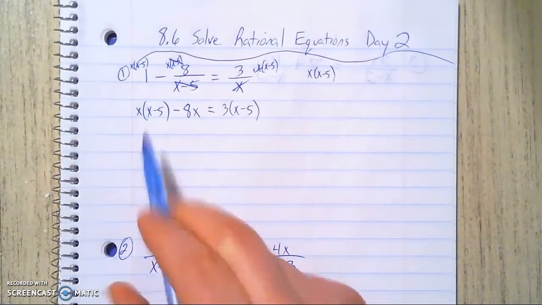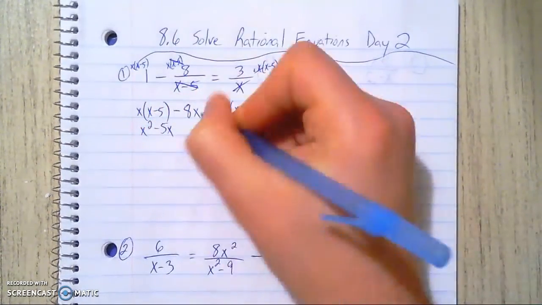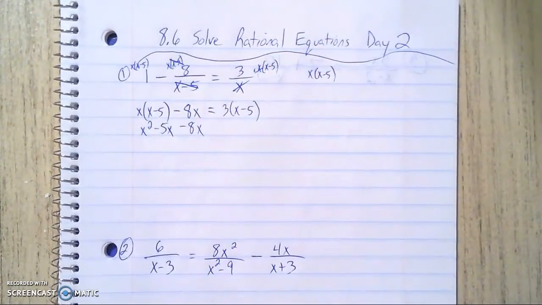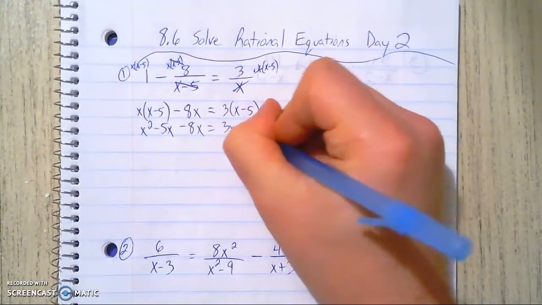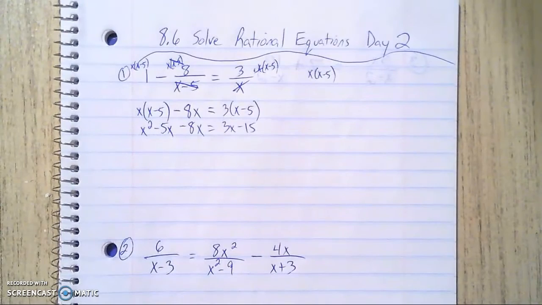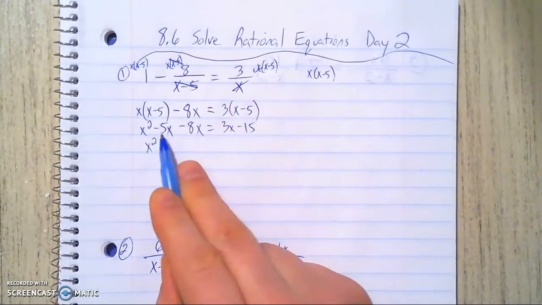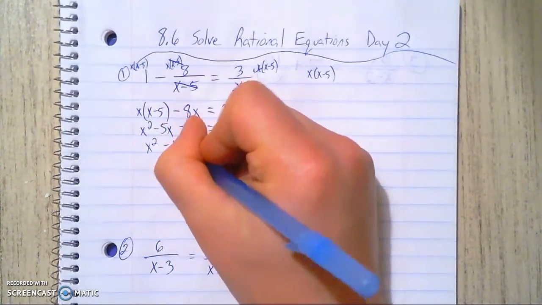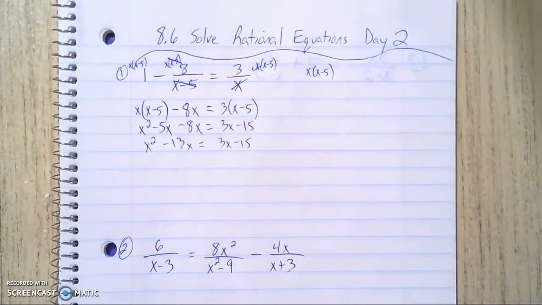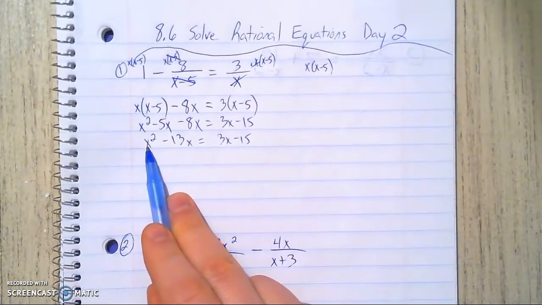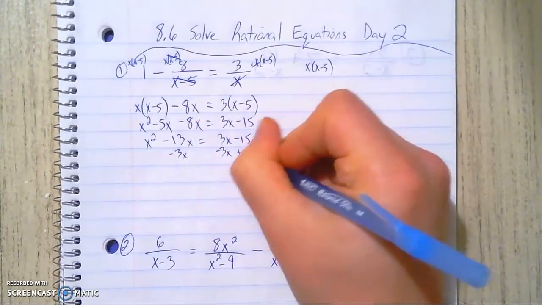I'm going to start on the left by distributing x times x for x squared minus 5x. I'm going to leave the minus 8x as it is for right now. Then go ahead, distribute on the right, and get 3x minus 15. Now I'm going to group my like terms together, and that would mean on the left side here, I could do negative 5 minus 8 for negative 13x. And now I want to get all my terms on the same side, solve a quadratic. So I'm going to move everything to the left where my x squared term is. That means doing a minus 3x as well as a plus 15.